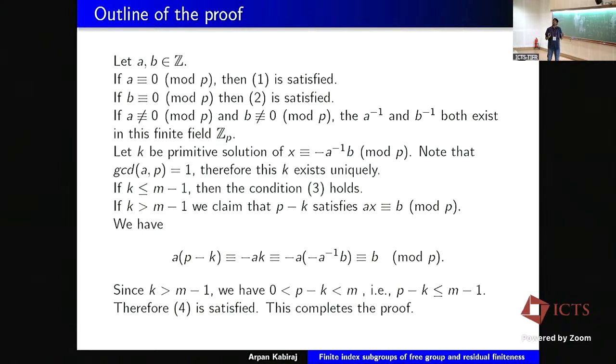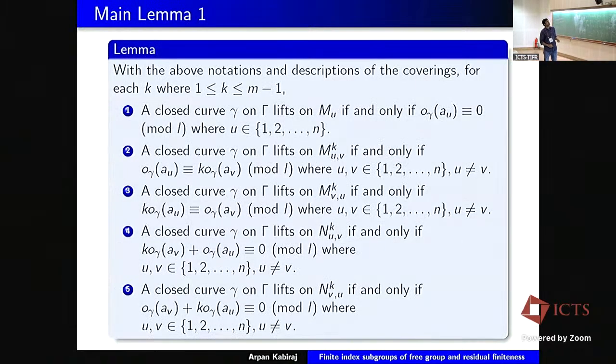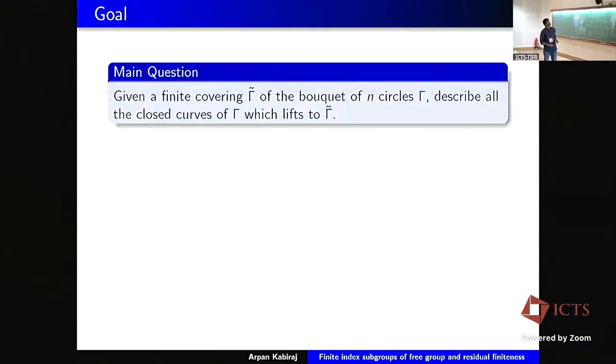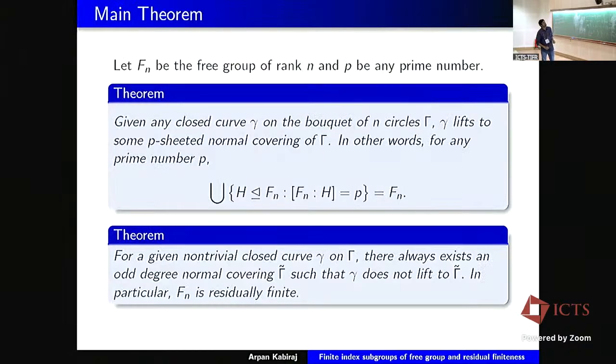I can solve that in Z_p. I may be able to solve it in Z_n if n is of a particular type, but I may not. This is the only place I am using p to be a prime number, just to exhaust all the possibilities. This union itself is finite. You have only finitely many index p subgroups.